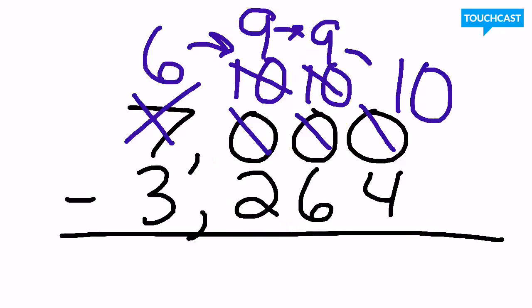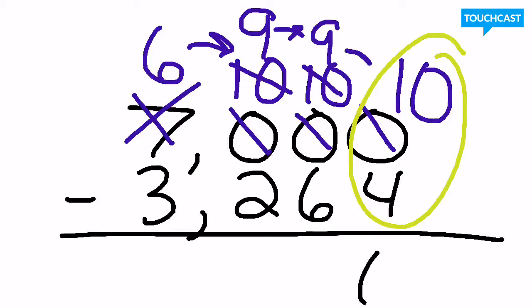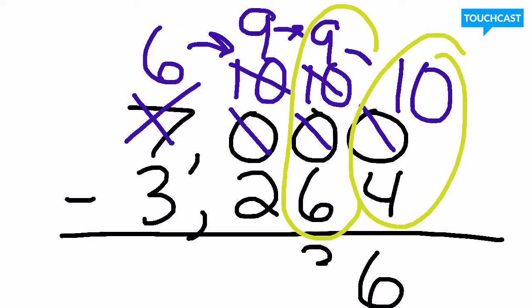So let's go through our math facts. We have 10 minus 4. That's going to give us 6. We have 9, or 90, really, minus 6, or 60. That's going to give us 3, or 30, because he is in the tens place.